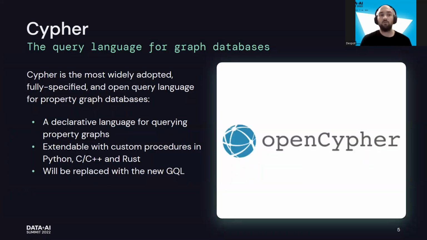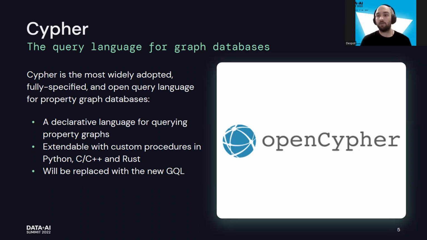How do you communicate with graph databases? The most widely used query language is the Cypher query language. It has an open specification, which different vendors can follow. It's a declarative language. It consists of clauses such as match, delete, where, very similar to SQL. It has functions, for example, for parsing values, mathematical functions. You can also write custom procedures in different programming languages like Python, C, C++, and Rust.